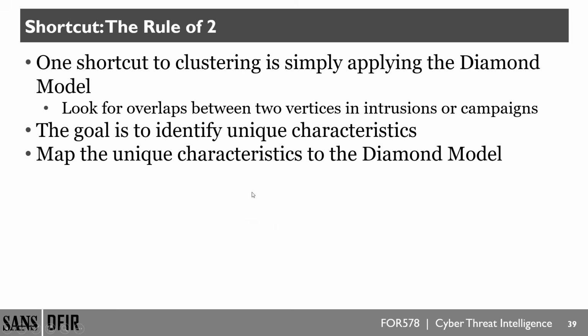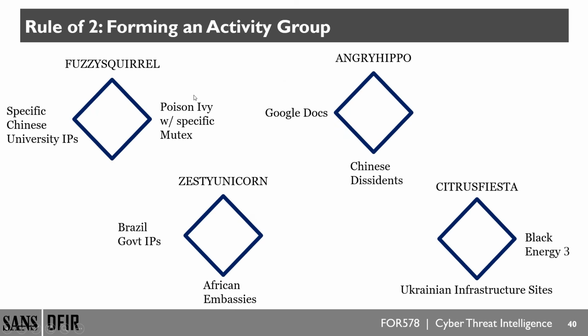So how might that look? Here's an example. So let's say we have an activity group that we're starting to create called Fuzzy Squirrel. So we've looked across a bunch of different intrusions and we've said, well, we've seen a few different intrusions that have used a specific range of Chinese university IPs. That's under that infrastructure vertex. And those same intrusions, we also found that they were using Poison Ivy with a specific mutex, that little marker in memory that says the malware is running already.